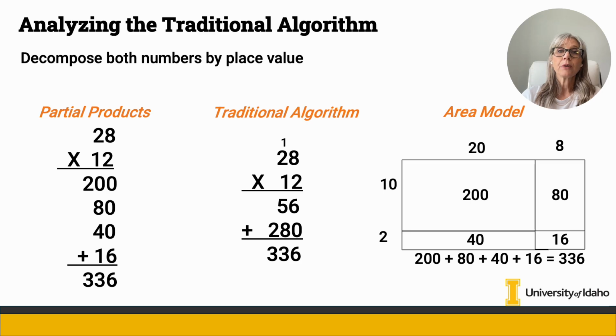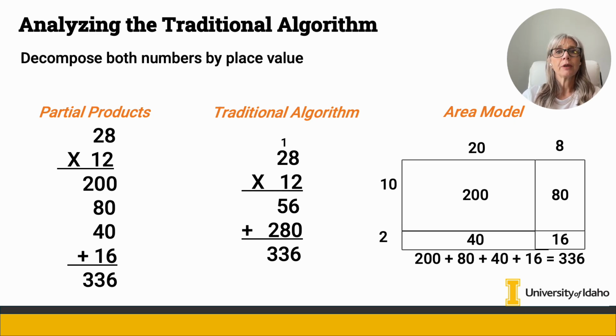If we're considering algorithms based on place value, we should think about the traditional algorithm too. Take a moment to look to see whether you can find the 56 and the 280 in the partial products or the area model. What problems do those represent?